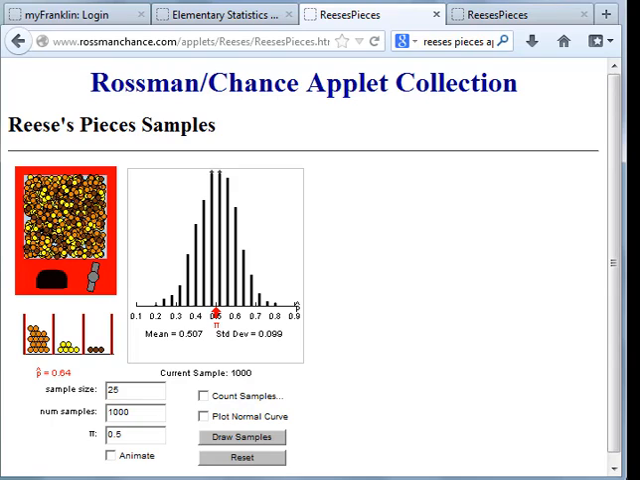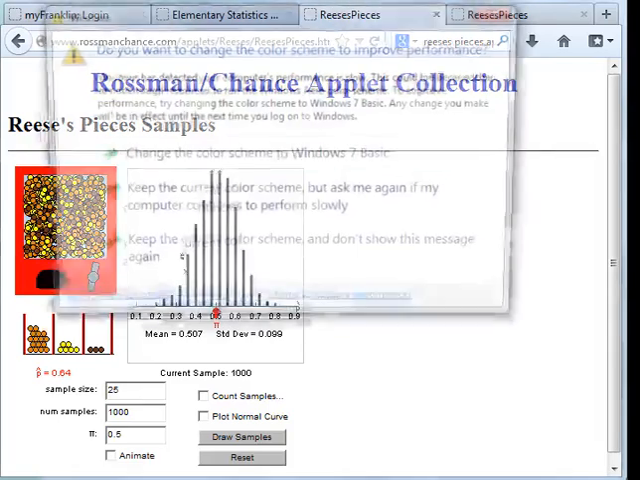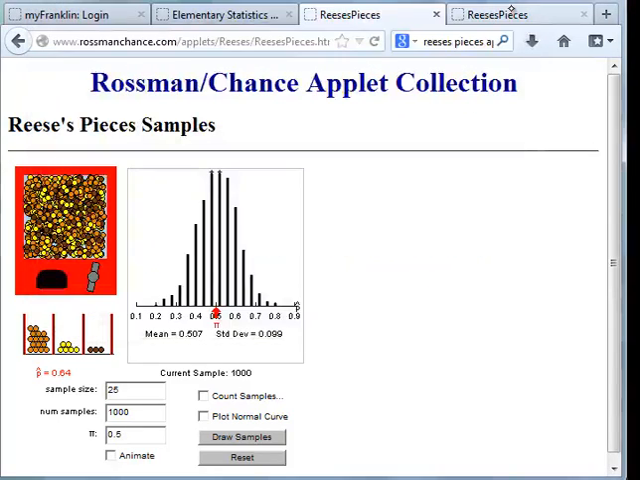So the sample proportions vary. They're within 30% of the population proportion. But look at how most of them are very, very close. That big pile of sample proportions is showing up there.